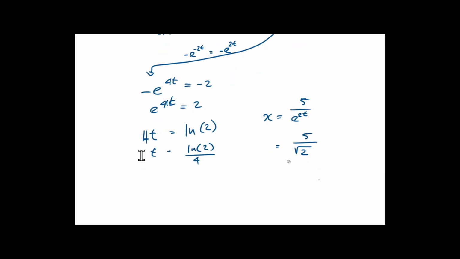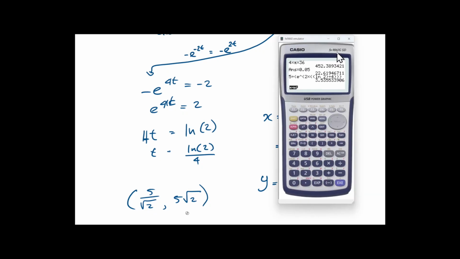When I put the 5 over 2e to the 2t for the y number, I got 5 times the square root of 2. So our final answer is going to be 5 over root 2 comma 5 root 2, but the decimal form would be fine. I'm just writing it like that. Again, the version of the calculator that you can get doesn't have that surd capability. It's a real pain in the neck. But I mean, 90% of your calculators will do that, and the decimal is fine.